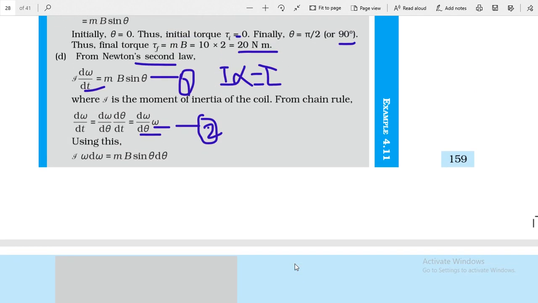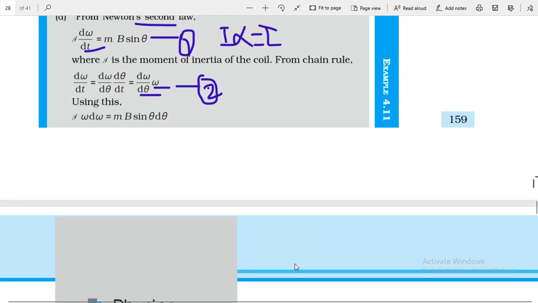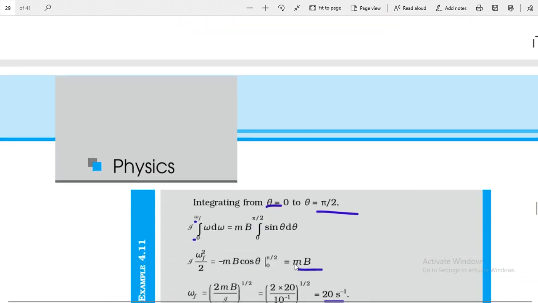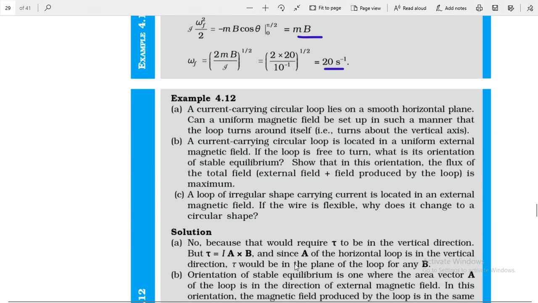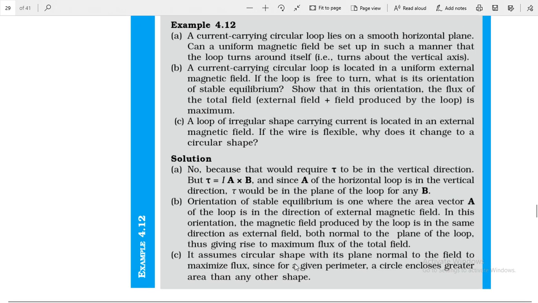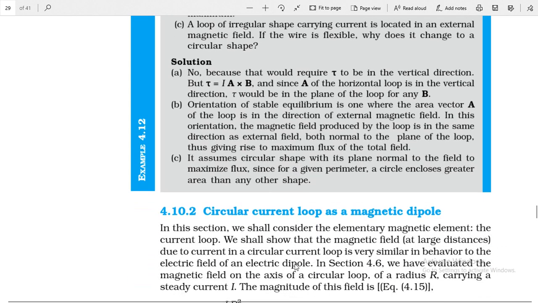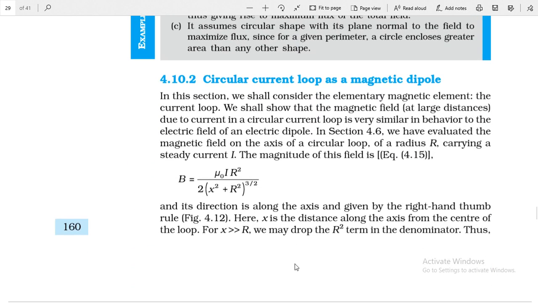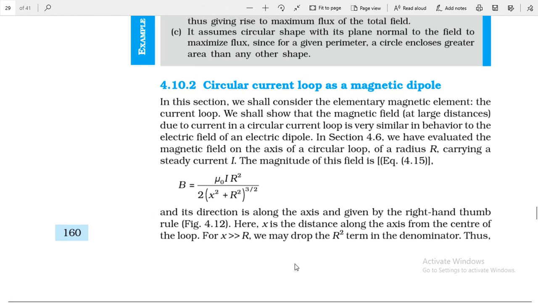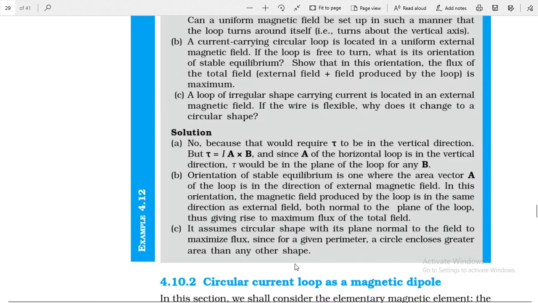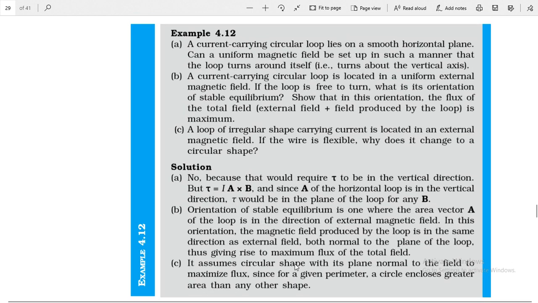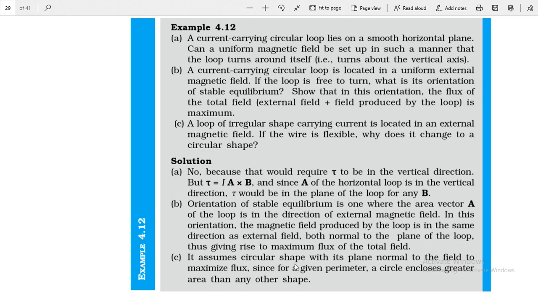So this was the last question which we have solved already. So let us start with the example 4.12 NCERT. We are going to solve this question in this session, and after that we will study about the circular current loop as a magnetic dipole. So let's solve this question, that is example 4.2.